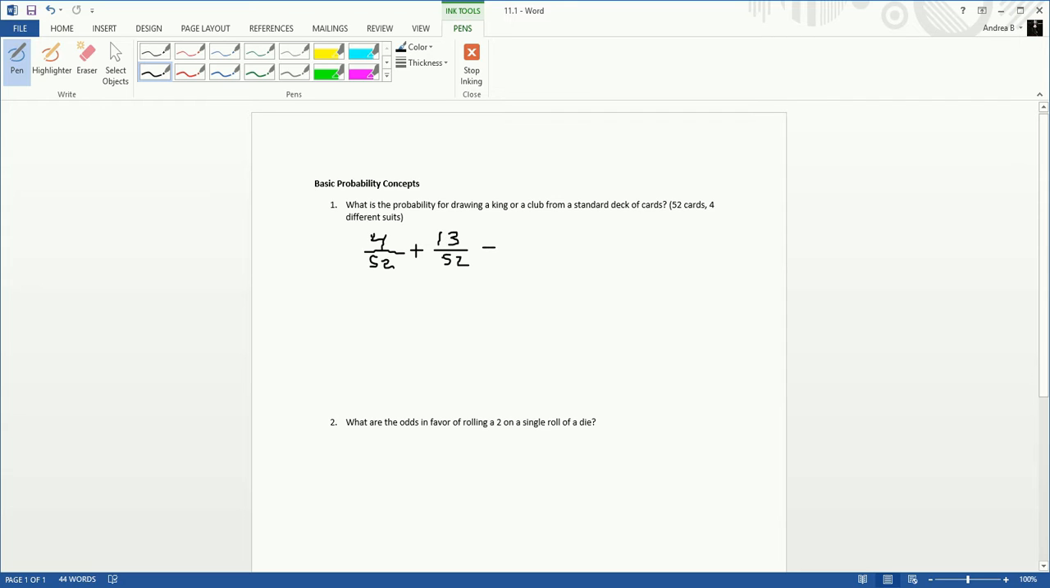Minus, and then you want to subtract off anything that they have in common. So in this case, we're subtracting off the king of clubs. So that way you're not counting the king of clubs as a king and a club. So you're not double counting it.